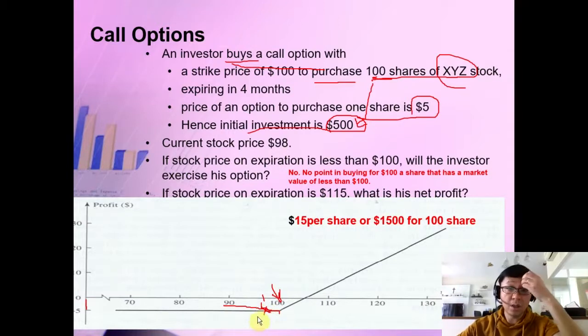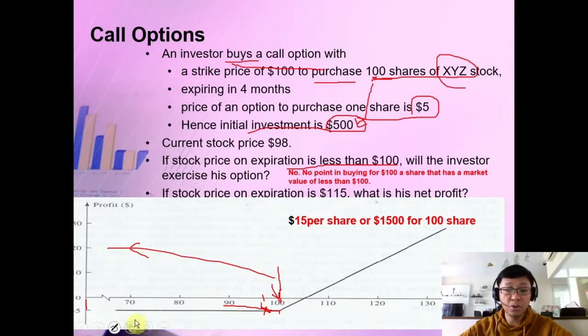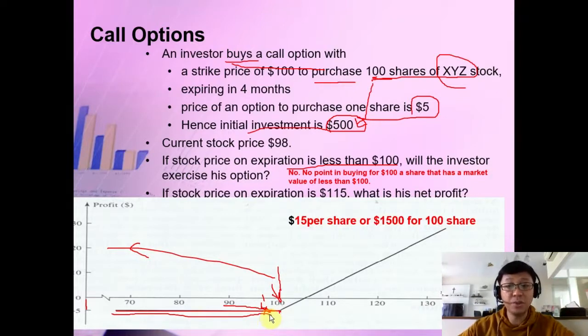So $5 loss. If anything, basically anything below 100, you will walk away. For every dollar below $100, you basically lose the $5. That's the maximum loss that you can have. That's why you got this maximum loss, $5. So that's the beauty of a call option. You don't worry that the market goes down. You got this call option, the maximum loss is $5. You are protected. It's like buying insurance.